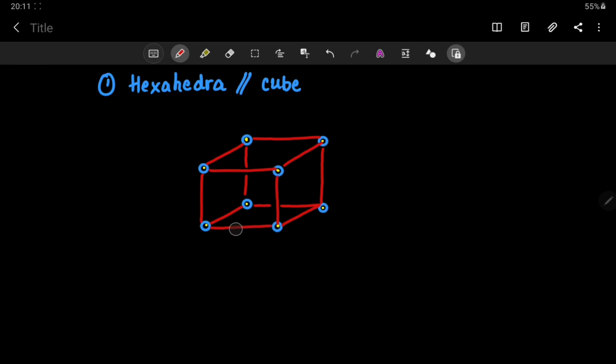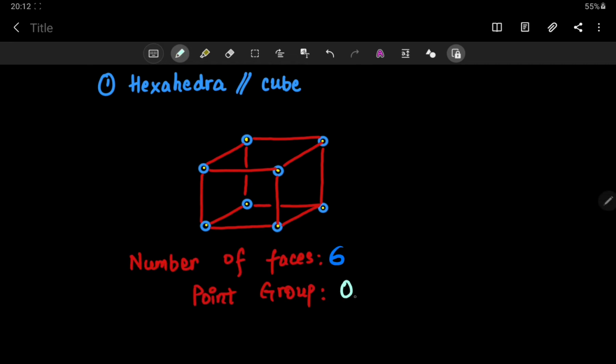This is one square face towards you, one square face towards your right, one square face that is away from you, one square face towards your left. This is the 5th square face above, and a 6th square face below. Altogether there are 6 square faces. With 6 square faces, this belongs to the Oh point group, with the order of the point group being 48 symmetry elements.